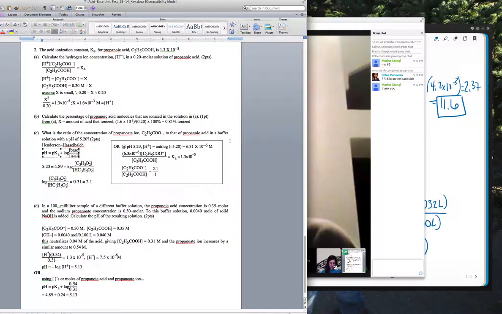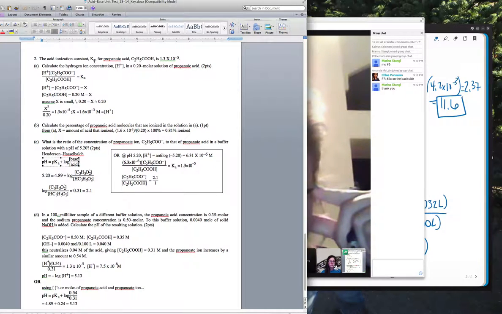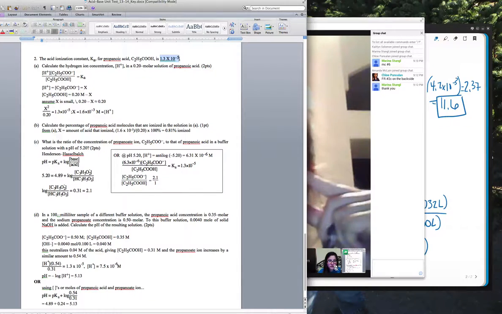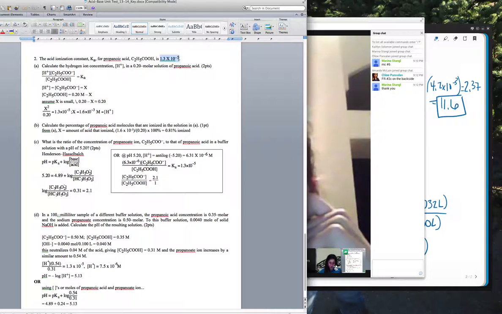because it's a buffer, they say it's a buffer, you know that you can use the Henderson-Hasselbalch equation. pH equals pKa plus log of base over acid. It tells you the pH, which is 5.20. Because this is a continuation of the problem above where they gave us the Ka of the propanoic acid, you can take the pKa of that, 1.3 times 10 to the negative fifth. So you just do negative log of that number, and that will give you the 4.89.